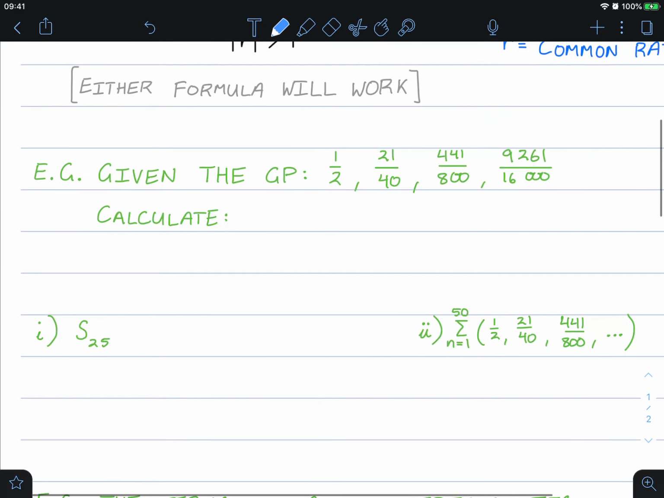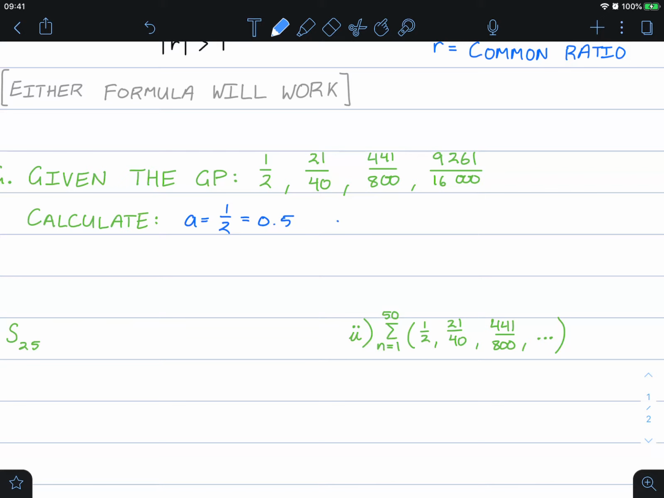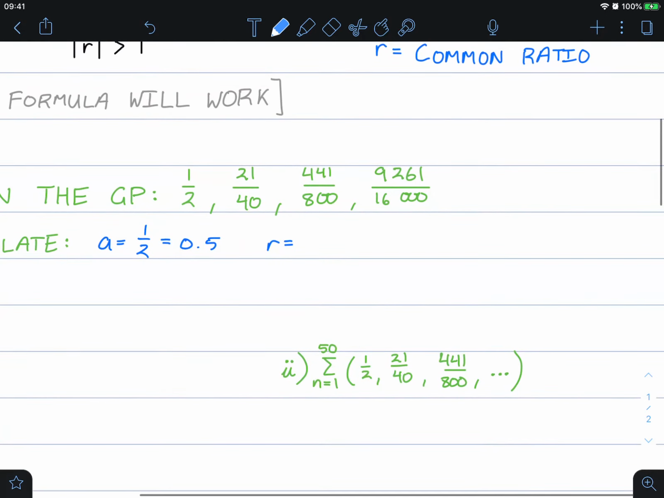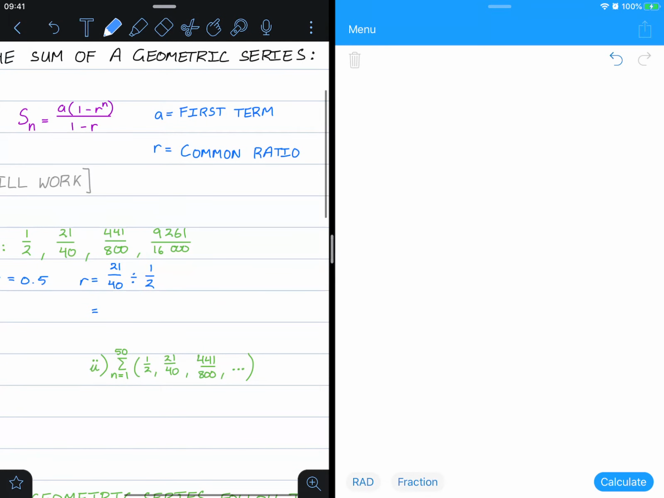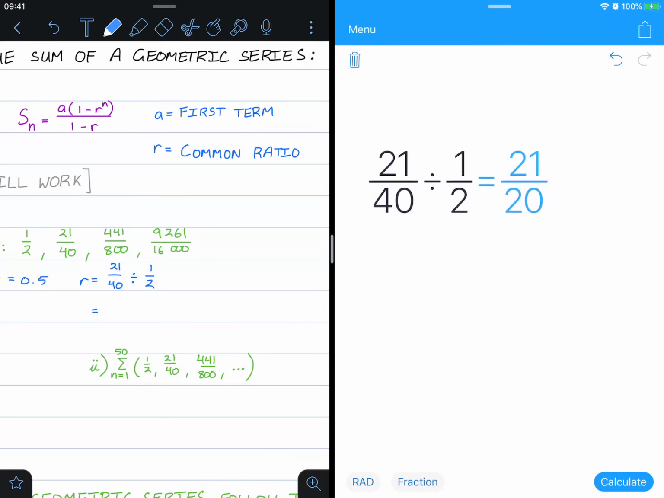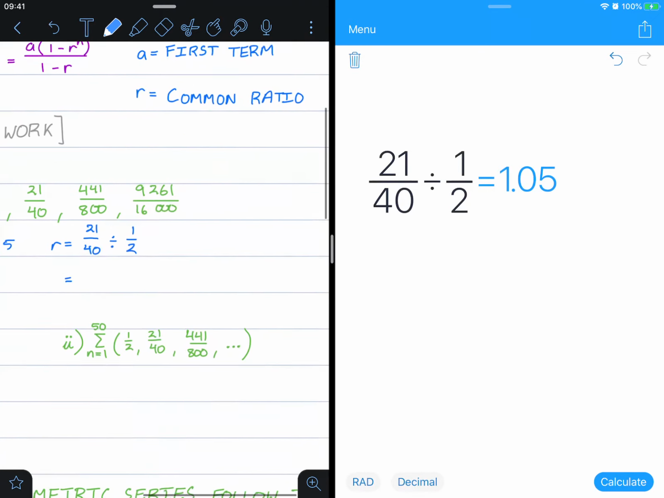For this, we need the first term, which we can easily see. That's going to be a half, or we'll just leave it as 0.5. It's easier to substitute into a formula. The common ratio we need to calculate: we take any term, 21 over 40, and divide it by the previous term, which is a half. I'm just going to put that into a calculator. 21 over 40 divided by a half is 21 over 20, and I'll just leave it as a decimal, 1.05.